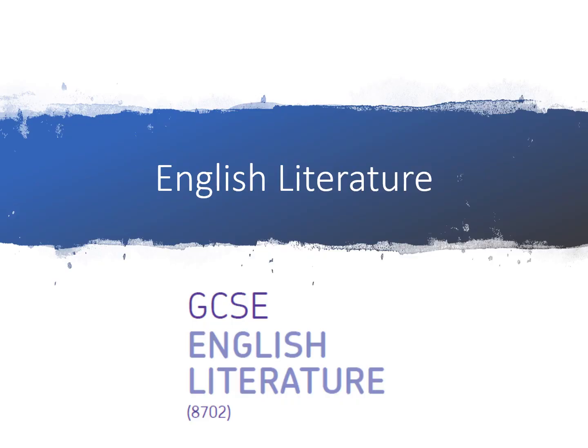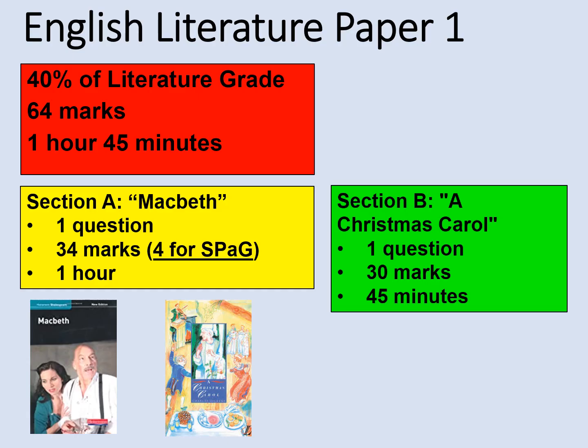I will now explain to you what students are expected to do for their English literature exam. English Literature Paper 1 is 40% of the literature grade. It's worth 64 marks and the paper is 1 hour and 45 minutes long. Section A requires students to answer 1 question on the text of Macbeth. This question has 34 marks allocated to it, 4 for SPAG. Students would be expected to spend 1 hour on this section.